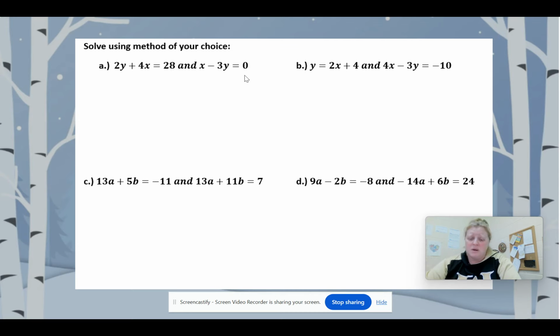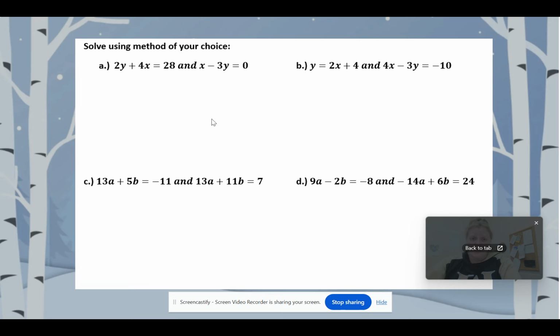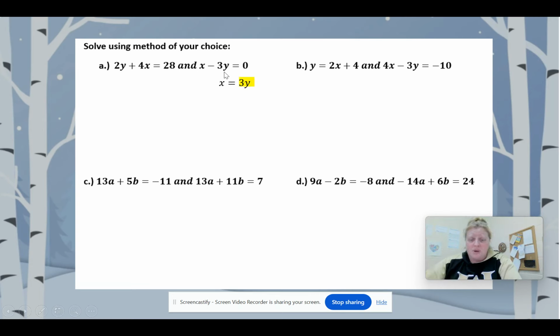switch your orders. If you actually just add this 3Y over, you got X by himself over here. So I probably would just do that because that took like 2 seconds to do. And then I can just plug that 3Y in X's spot in the other equation. So that's what your new equation is going to look like. All right, and then you go through and you just solve it.